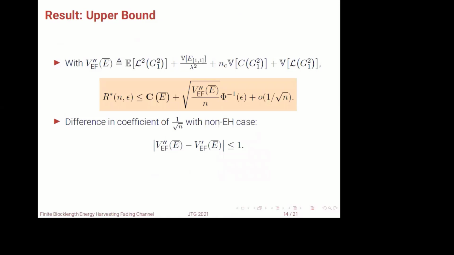Now our second result is the following upper bound, and the second order term here is actually quite close to the dispersion term that you have for the non-energy harvesting case, and in fact it can be seen that the maximum difference of both these is at most 1.